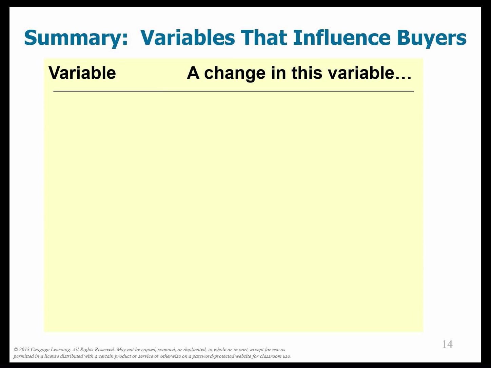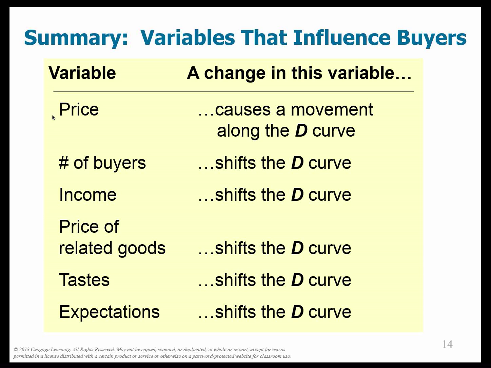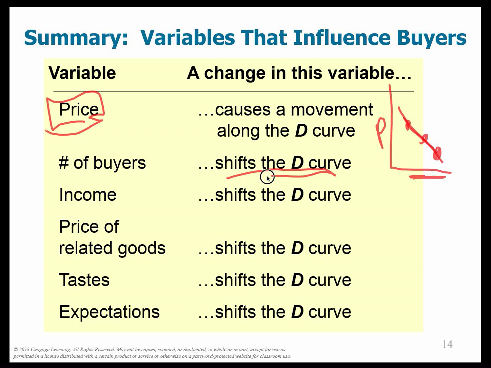Let me give you a quick summary of all the things that influence buyers. This first one right here, price, this is crucial. This does not shift the demand curve. This just causes a movement along the demand curve. So if we just draw a demand curve right here, price is on this side. As price goes up or down, I just slide along the demand curve. Perhaps I was located here, then I move up to here, then up to here. This changes the quantity demanded, but it does not change demand. If I say changing demand, that means shifting the demand curve.